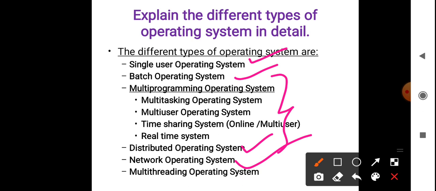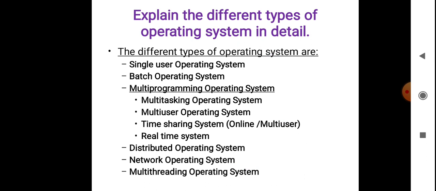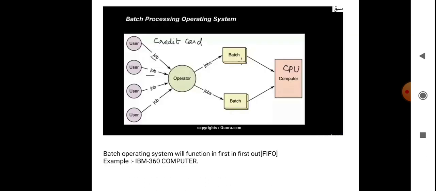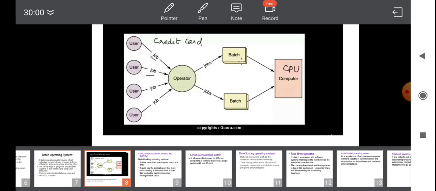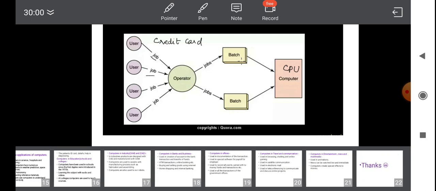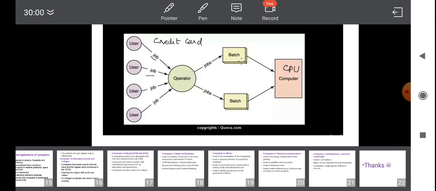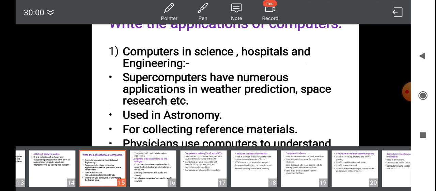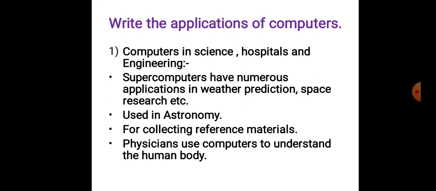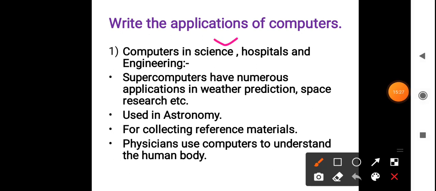Okay, so these are all the different types of operating systems. So next one, next question. Write the applications of computers. Applications in the sense of where all computers are used nowadays. All these things you have to write.